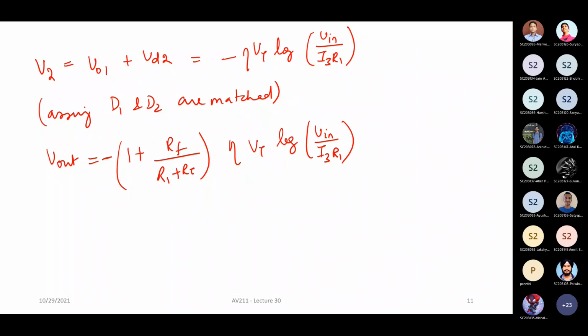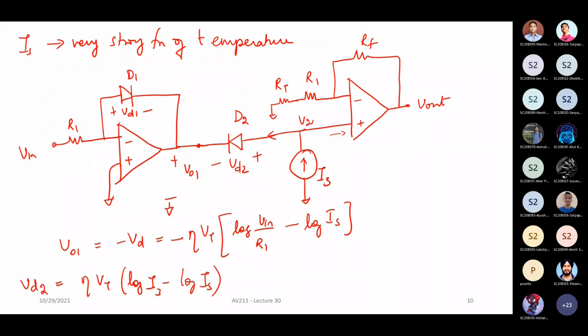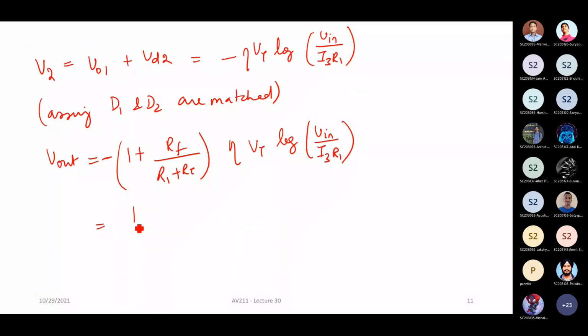Now what are you doing? By doing all this arrangement, what have we done? We have gotten rid of this log of IS term, which is a highly temperature sensitive term. So right now you have some kind of a constant, let's say K3 times log of V in divided by some K4. Now I3 times R1 is a very known quantity. You know what current source you are putting, and you also know what your R1 is. So you can always compensate for that, and this is going to be fairly consistent across temperature.